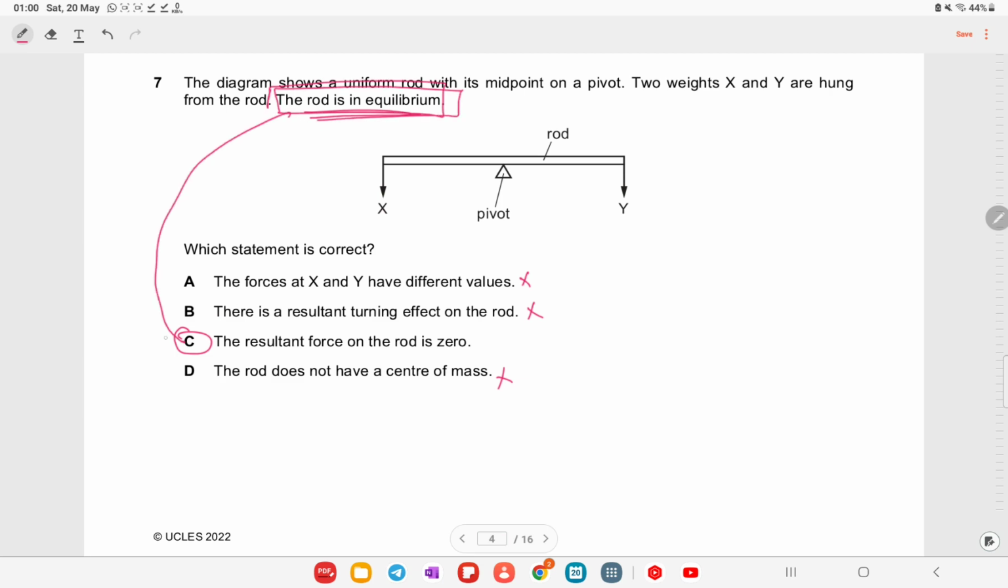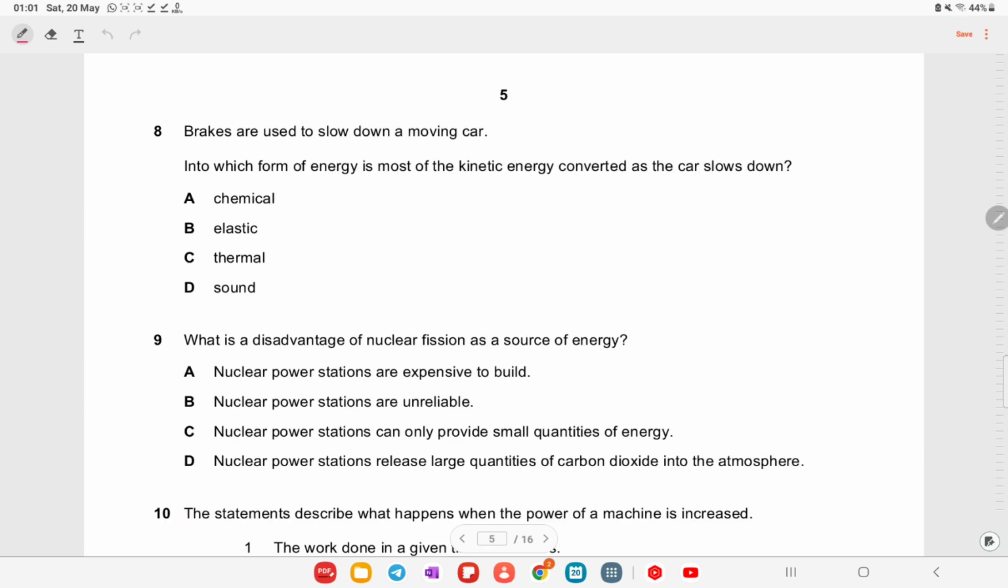It means that the resultant force, again you see the condition, the sum of all the forces on the objects must be equal to zero, or the sum of all the moments must be equal to zero. So over here the condition of equilibrium is telling you the resultant force on the rod is equal to zero.